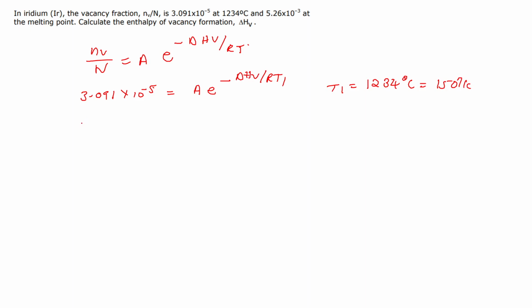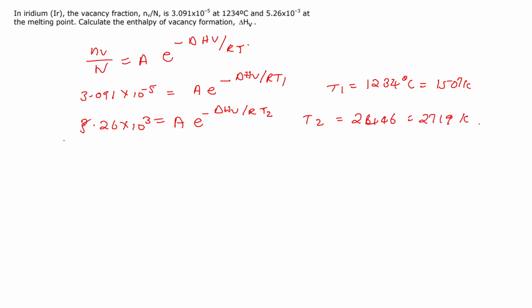Okay, and another one is 5.26 times 10 to the power 3 is equal to A times e to the power minus delta HV divided by RT2. Here your T2 will be 2446, that will be 2719 Kelvin.